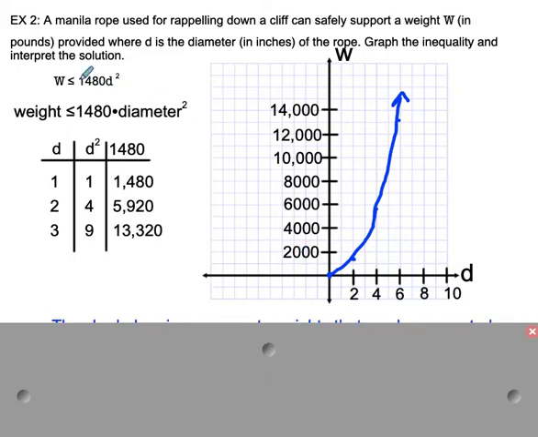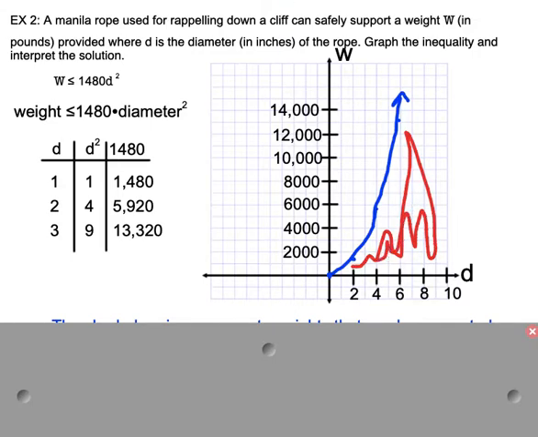So it says you want your weight to be less than or equal to, okay, 1480. So if I pick a point, say I pick 10, 0. If I put 10 in there, 1,480 times 10 squared, of course that's going to be bigger than 0. So the answer lies underneath.